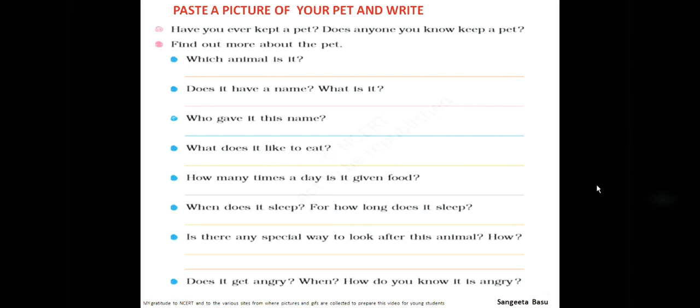What does it like to eat? How many times a day it is given food? When does it sleep? For how long does it sleep? Is there any special way to look after this animal, and how? Does it get angry? When? How do you know it is angry? A very interesting exercise. Please try this and do it on your own. We can share it in the class.